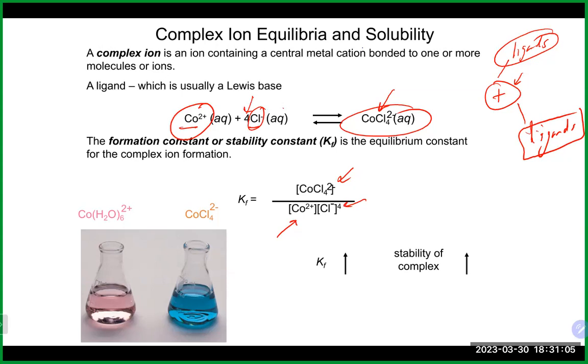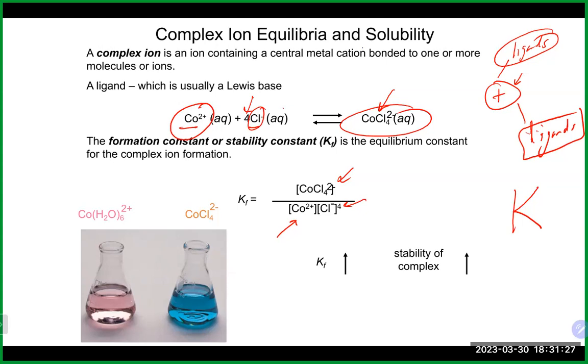This is what is known as the KF. We could add it to our ever-growing list of K values now: KSP, KA, KB, KW, KC, KP, KF. Again, this class is brought to you by the letter K in this case. Now, KFs are really the equilibrium constant for complex ions.